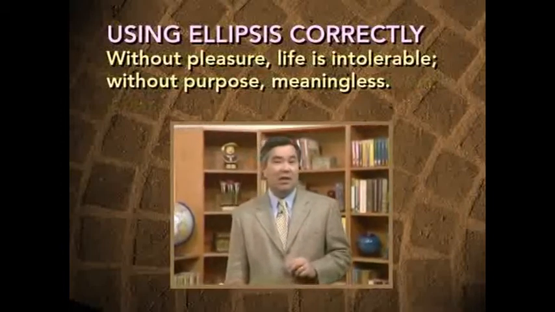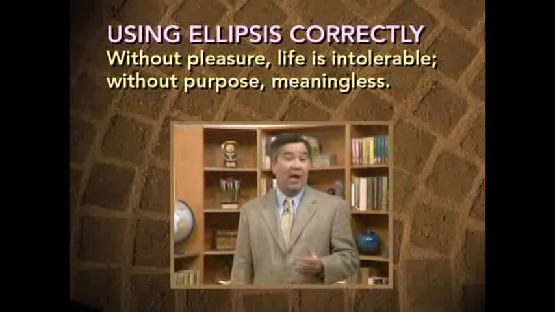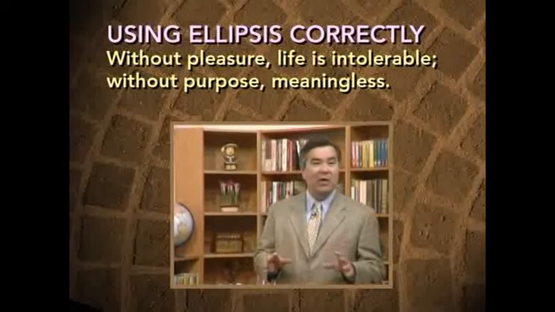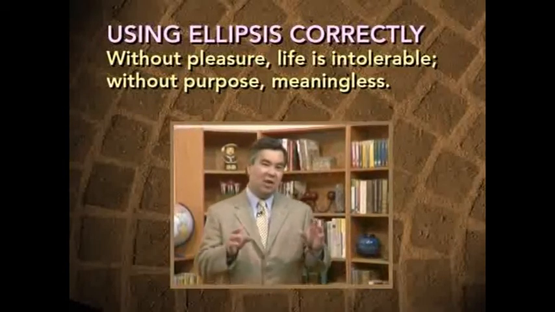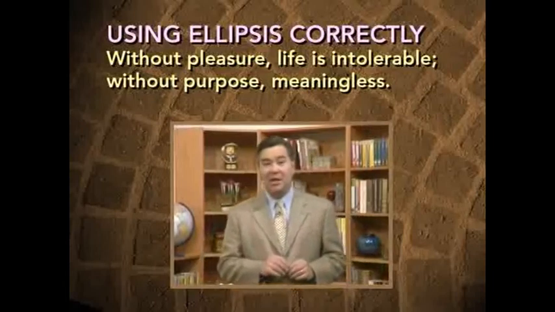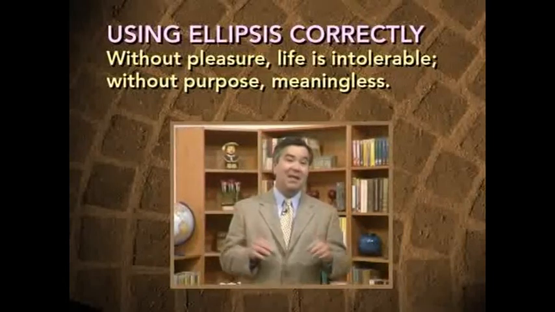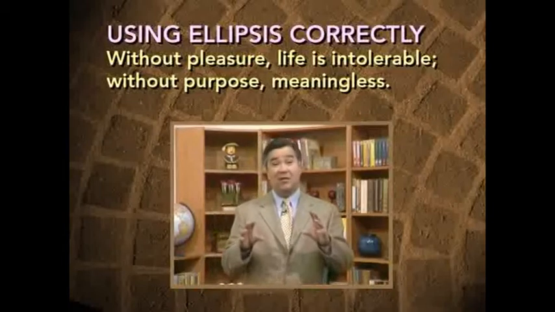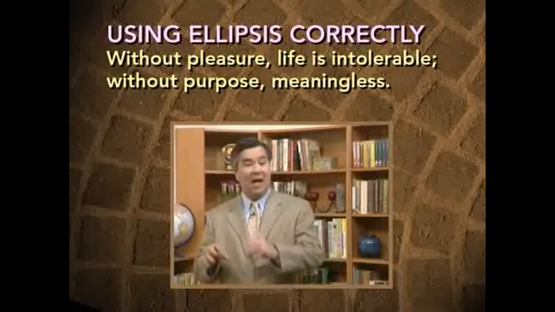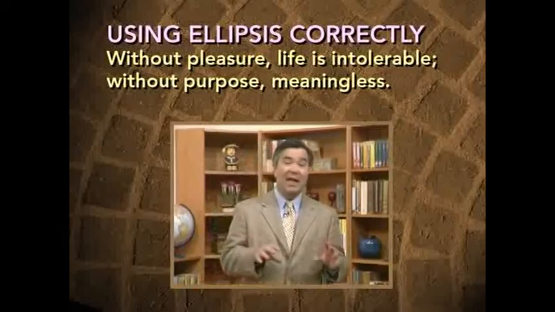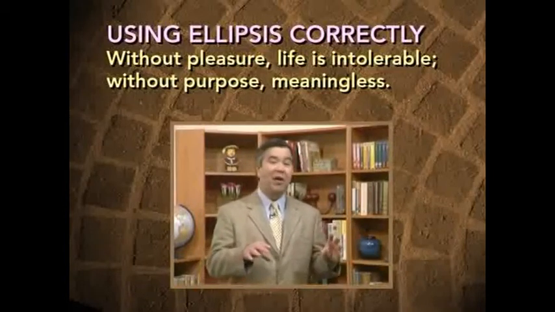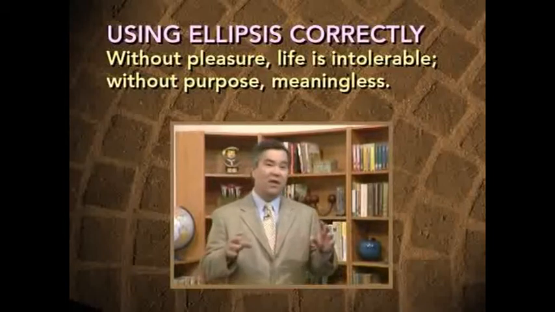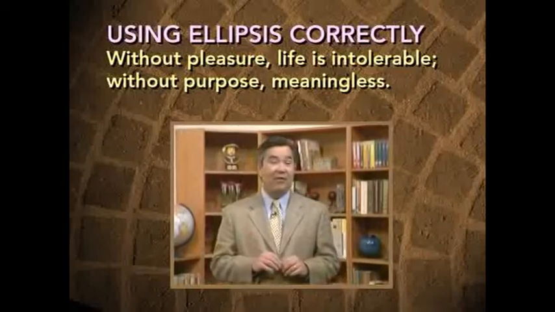Without pleasure, life is intolerable. Without purpose, meaningless. This sentence has been written to be very pithy, very concise. It's a short, kind of philosophical statement. And one of the ways the author has made this sentence pithy and concise is by using ellipsis. He has left out some words from the second half of the sentence. Once again, we have two clauses set up in parallel fashion, but in order to avoid repeating the same words, the author has omitted certain words from the second half of the sentence.